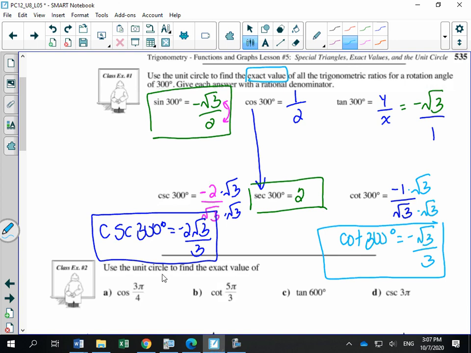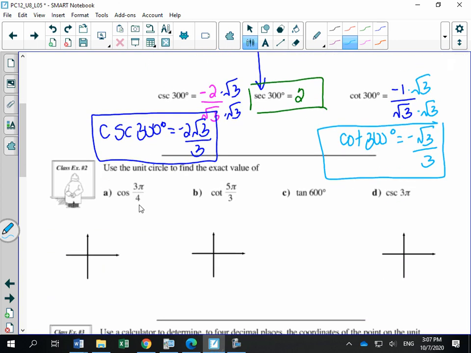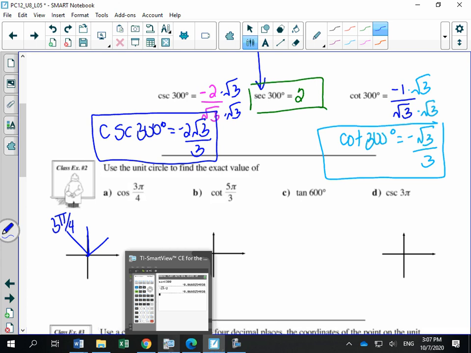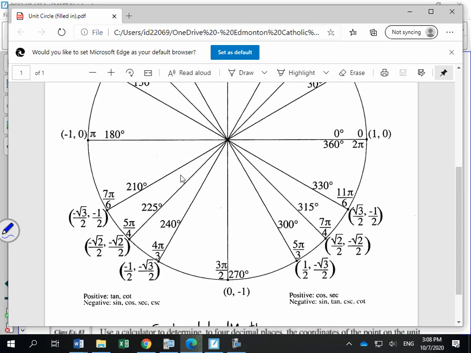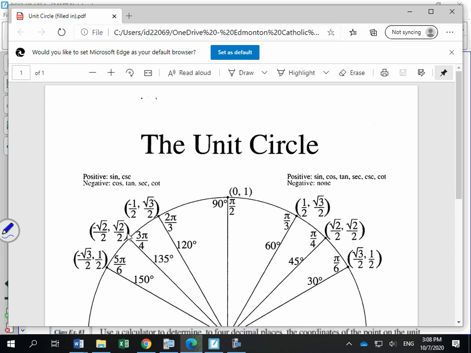All right, cosine of 3 pi over 4. So if I wanted to find this really quickly, remember that's our 45 degree angles, and I'm counting to 3. So that's pi over 4, 2 pi over 4, 3 pi over 4. So this is where 3 pi over 4 is. You need to have your unit circle, and on your unit circle for 3 pi over 4, we're right here. Cosine is the x coordinate, so negative root 2 over 2.